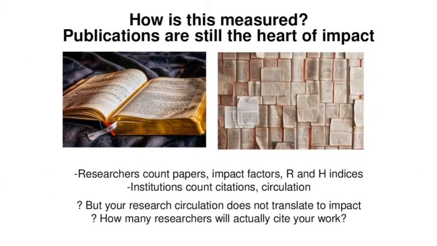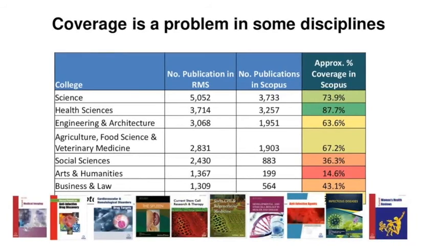However, publications remain at the heart of academic impact. Researchers count papers, impact factors, and we look at things like the R index and the H index. Of course, institutions are interested in citations and circulation. Does your research circulation, however, translate to impact? This is a very important thing to think about. And also, how many researchers are actually going to read and cite your work?